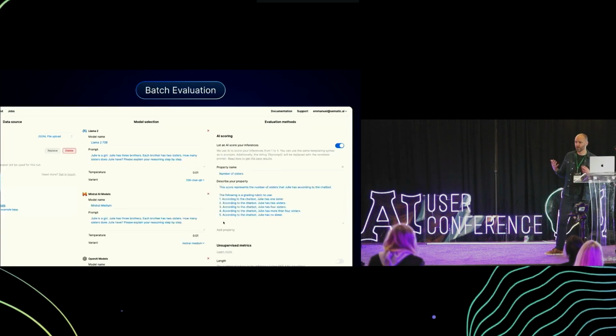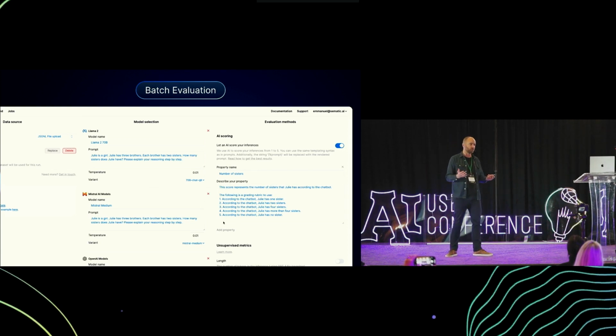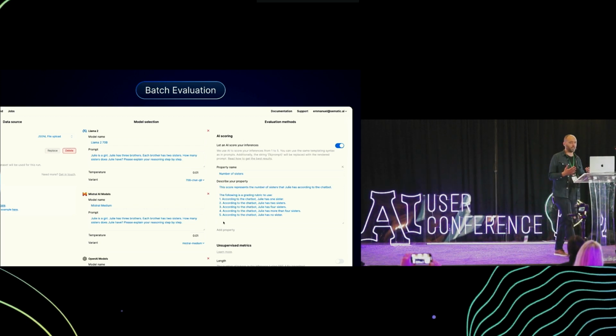So we have at Airtrain this batch evaluation product that lets you do just that. You can upload a data set of thousands and thousands of inputs, and then you can configure multiple models to prompt those inputs, and then you can grade the outputs of those models. So you have to score the output of those models.